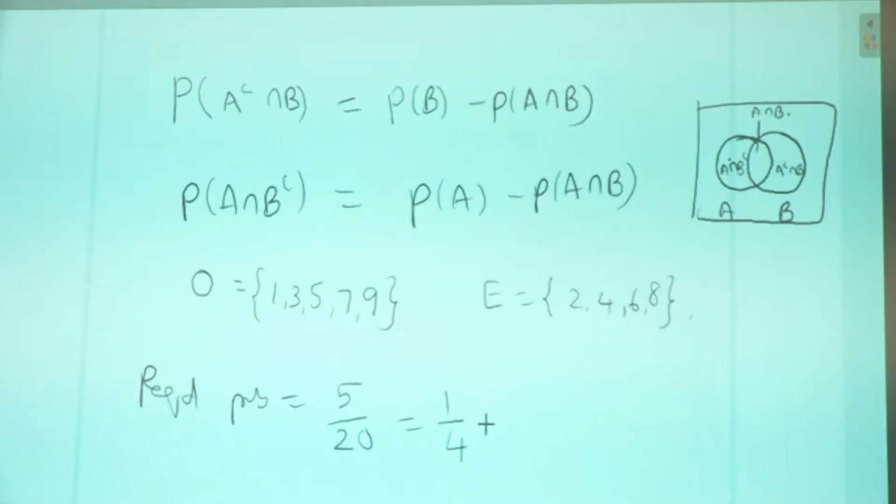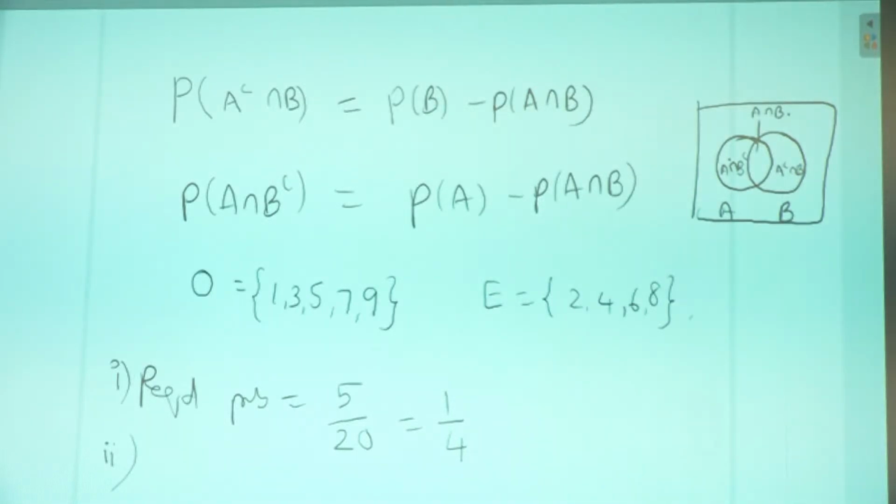Total cases where the sum is odd is 20, 5 into 4. Of them, there are 5 cases where 2 is one of the numbers: 2, 1, 2, 3, 2, 5, 2, 7, 2, 9. So 5 cases are favorable. So the required probability is 5 by 20. This is the first bit, then the second.